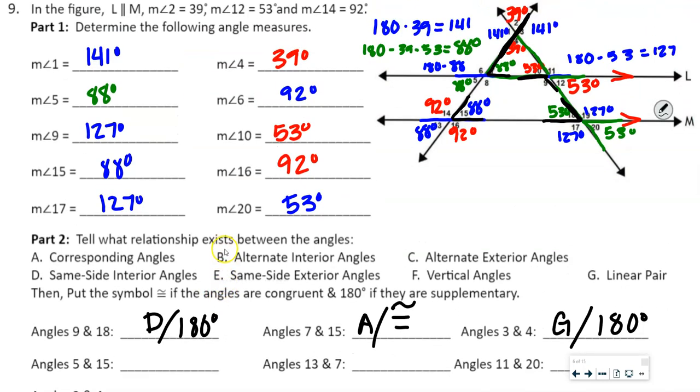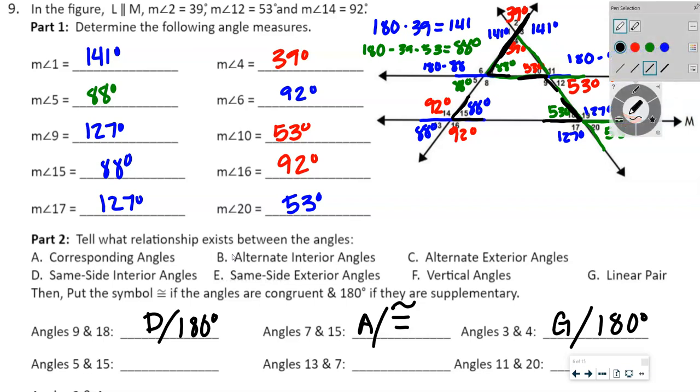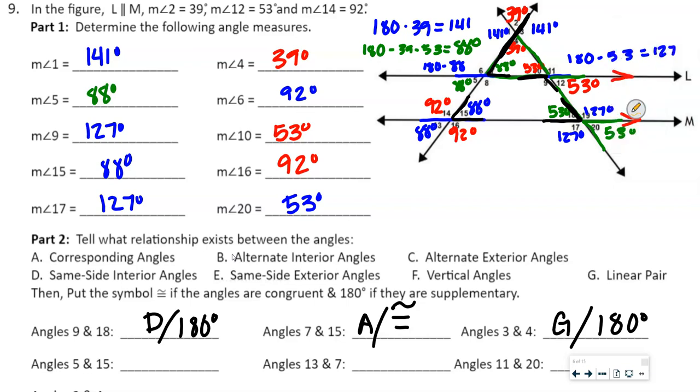Then we got 5 and 15. So let me see if I can pull a different color, y'all, so we can pull this out a little better. I'll use orange. Okay, 5 is here, and 15 is there. They're definitely alternate. Are they inside or outside the parallel lines? So alternate interior angles, right? So this one is B, and again, they are congruent because they look the same shape, don't they?